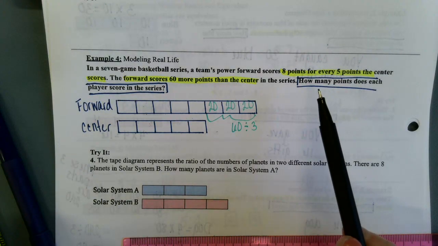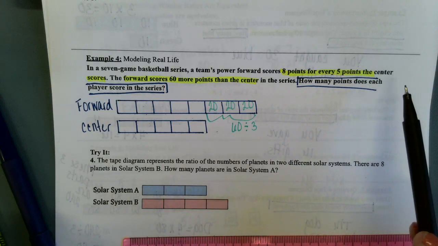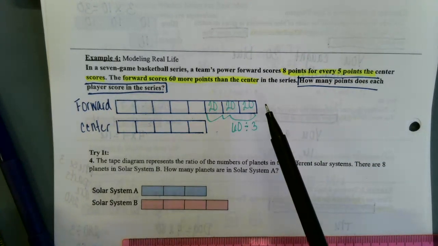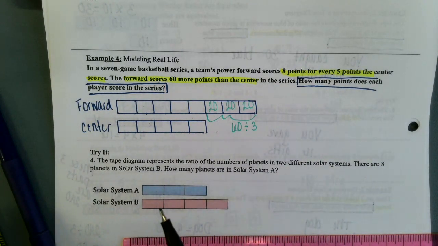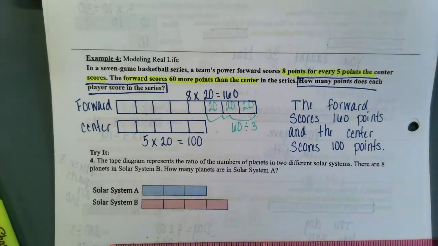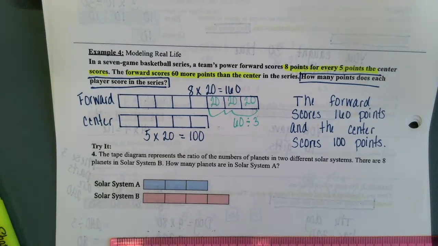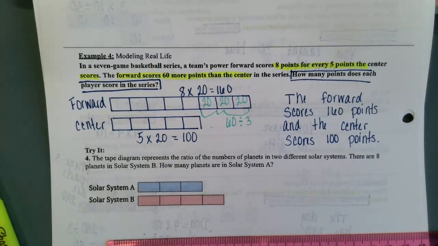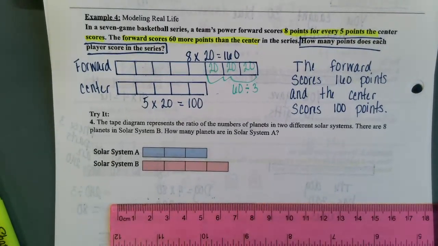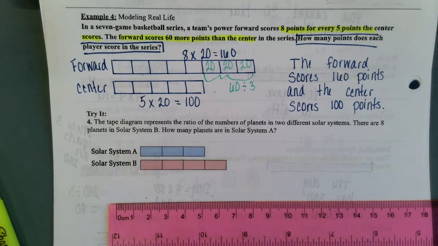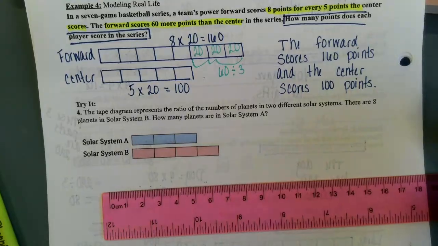So if it asks the question, how many points does each player score in the series? Well, if each of these is 20, you can tell me how many points the forward scores and how many points the center scores. Go ahead and calculate that now. Okay, so the forward scores 160 points and the center scores 100 points. All right, go ahead and do number 4 as well.